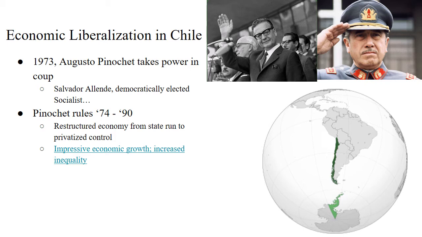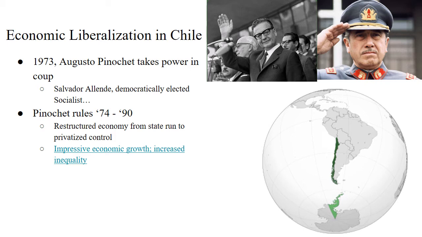Pinochet would rule Chile from 1974 until 1990, when he was democratically ousted by a vote of citizens, right? By a kind of referendum or plebiscite of people that were opposed to Pinochet's violent, repressive methods, right? This guy was a dictator and executed people in large numbers, tortured people for being suspected socialists or things like that. And the people eventually got fed up with this and voted him out, right?